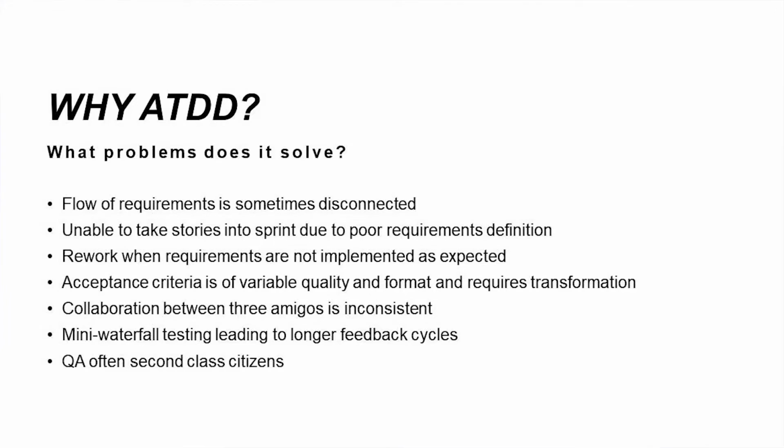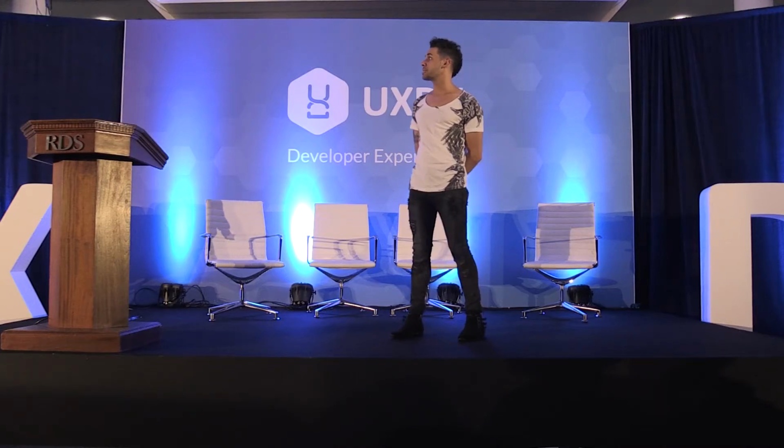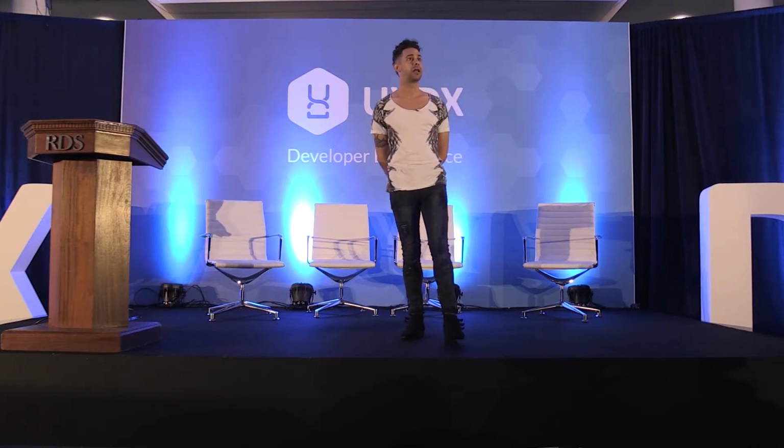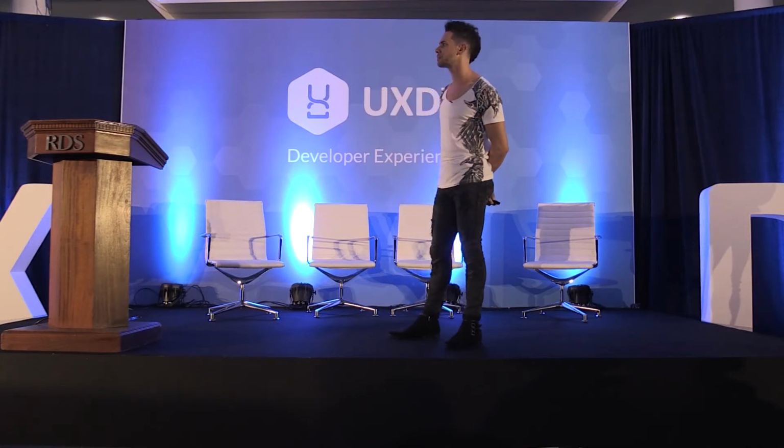So there are a number of problems that it can solve. Hopefully you'll recognize most of these, or well, it's a shame that you'll recognize most of these, I guess. The flow of requirements is sometimes disconnected. So from the business requirement down to what code is implemented is not always a continuous and joined up process. Sometimes we're unable to take stories into a sprint. This is based largely around Scrum ways of working. Obviously it applies in other models as well.